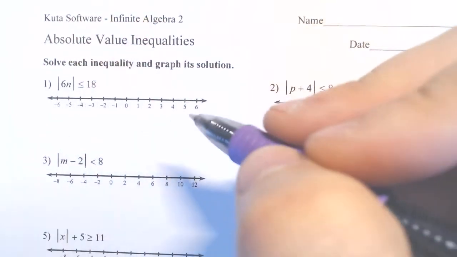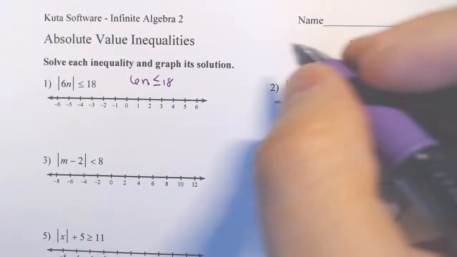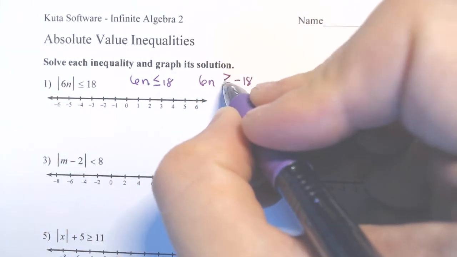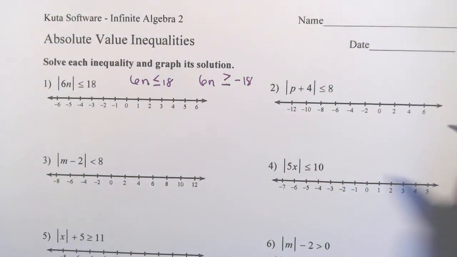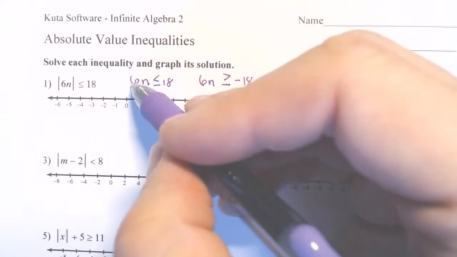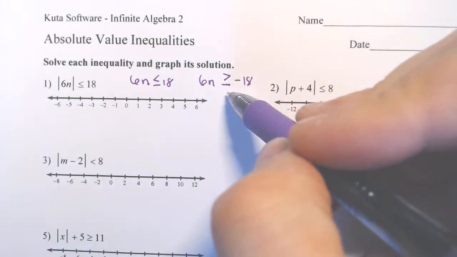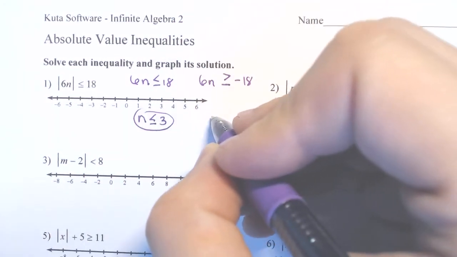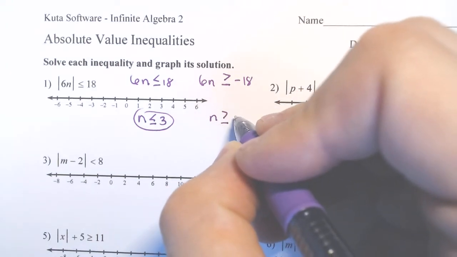Just like yesterday, as long as the absolute value bars are isolated or by themselves, you can do 6n is less than or equal to 18. But what is different, when you do the negative 18, you have to flip the inequality symbol. So here we got 6n less than or equal to 18, and then 6n greater than or equal to negative 18. So we got to do both. And when we divide, we get our answer. We get n is less than or equal to 3, and n is greater than or equal to negative 3.